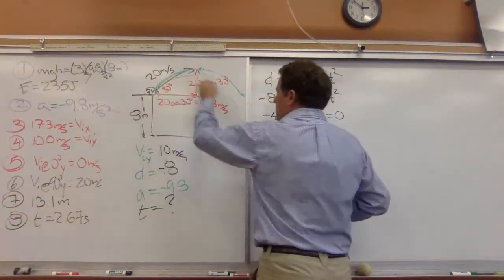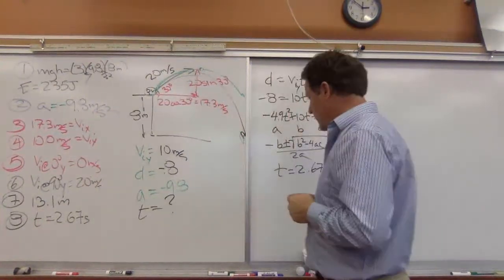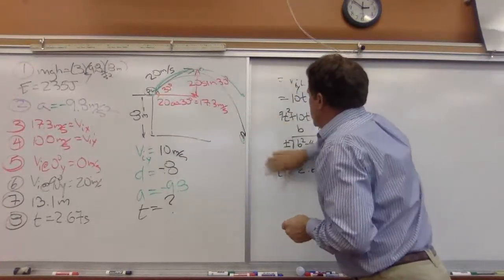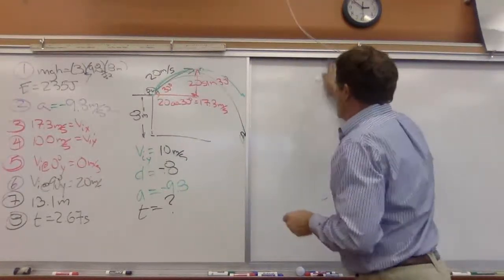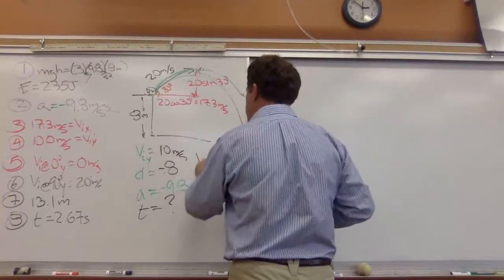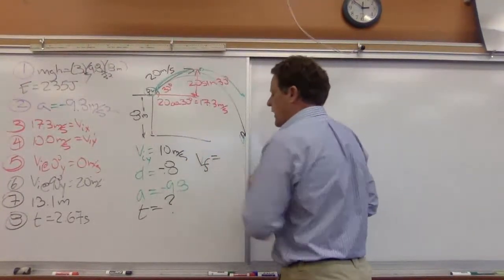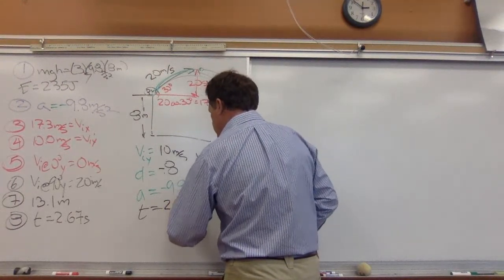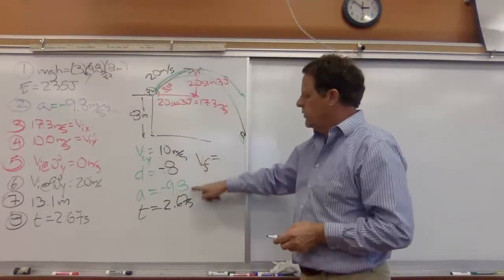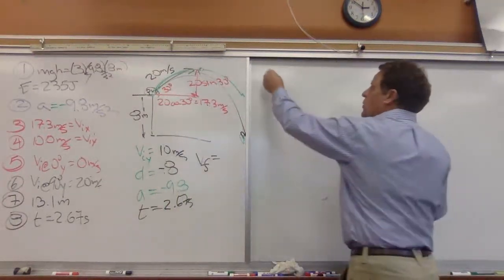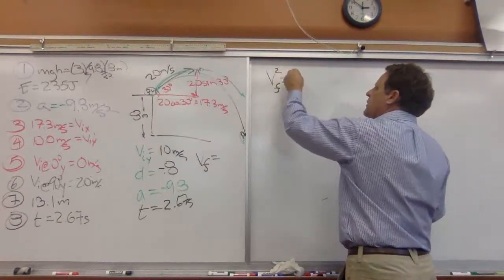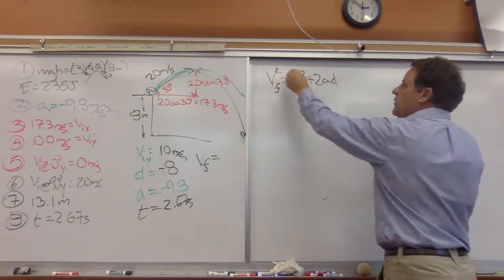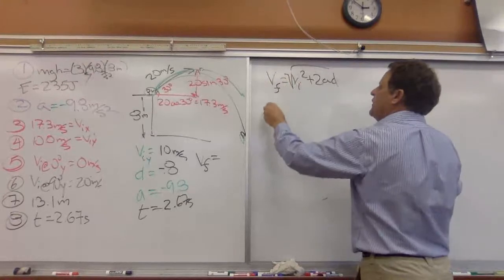All right, so it's going to come up here, and then it's going to be heading down. And now what we're going to do is we're looking for V final. So we do know it's in the air for 2.67 seconds, but we also know this distance. So we can do this in various ways. We can say V final squared is equal to V initial squared plus 2AD. We take the square root of that, and now we have V final.